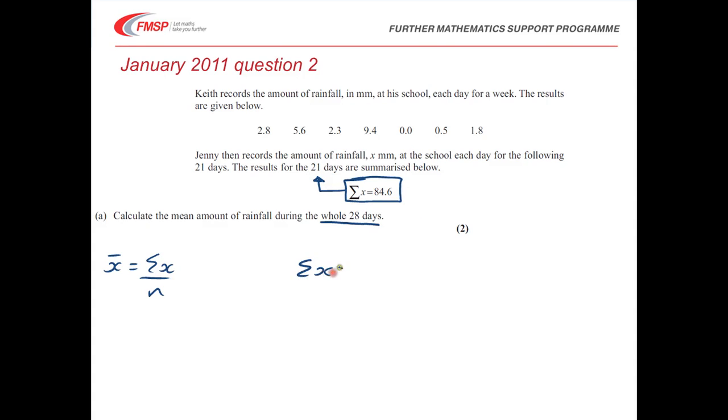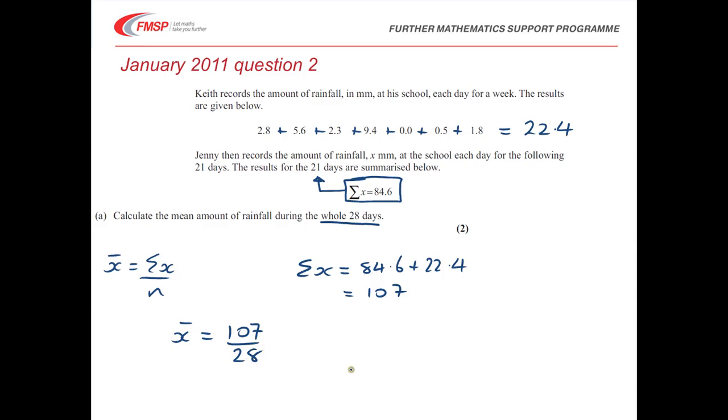So really, to calculate the mean, we need to realize that it's the 84.6, but also we need to add in what Keith got. And if you add all of Keith's together, you get 22.4. So the actual sum of x that we're dealing with will be 107. So to calculate the mean in this particular case, it's going to be 107 over 28. Now, as you'll see in other of these presentations, that is actually a perfect answer. It's a fraction. Yes, it's top heavy, but that will be acceptable for the accuracy. Now, if you want to convert it to a decimal, you're more than welcome, and you get 3.82.